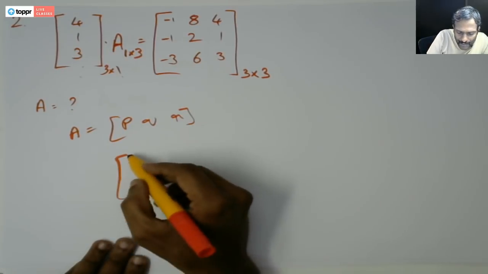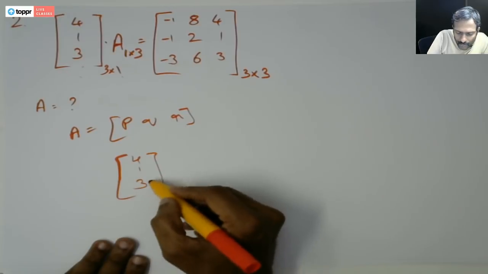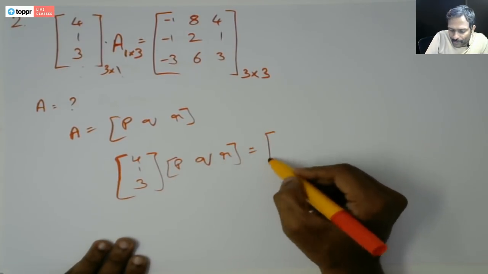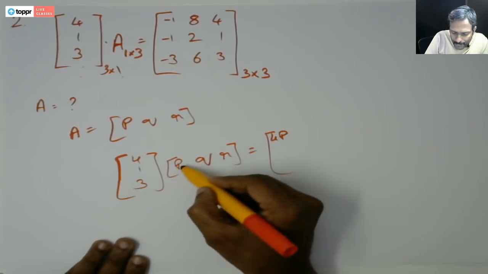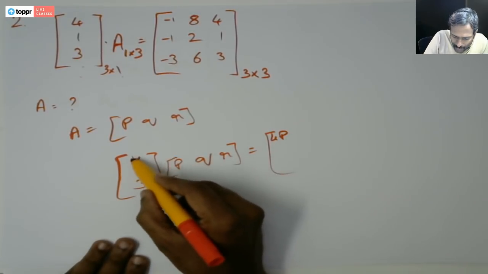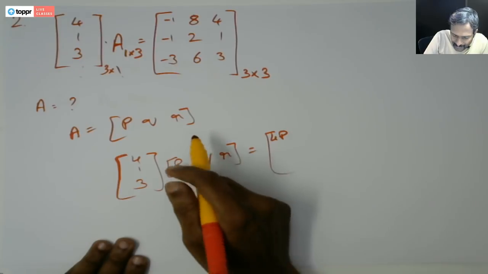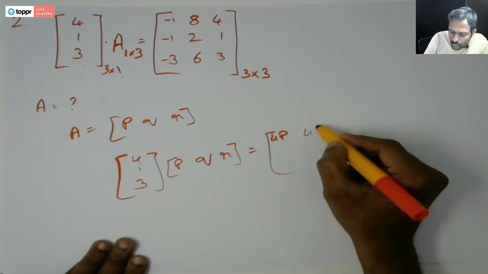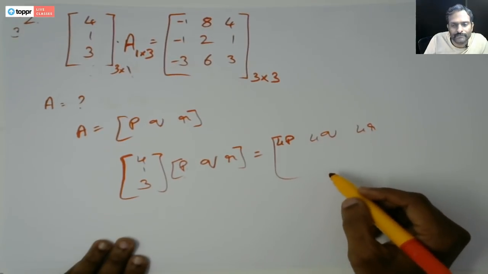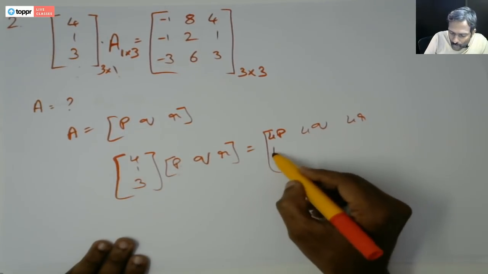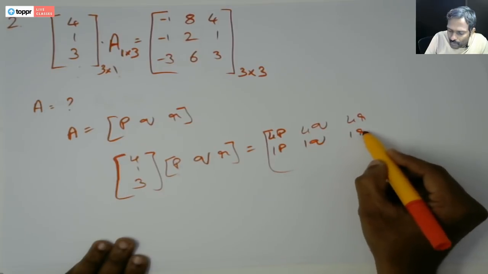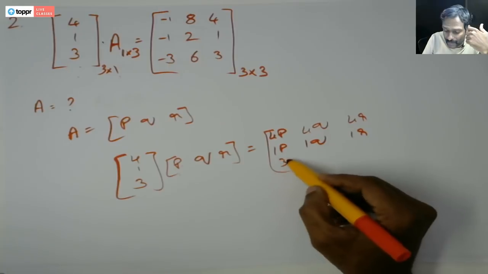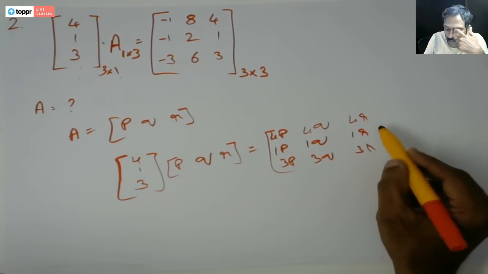Now if I multiply 4, 1, 3 with P, Q and R, I get the product as 4P. Next, I have 1 row and 1 column, so there is nothing to come down or go that side. Next it is 4Q and 4R. Similarly, 1P, 1Q, 1R, and then 3P, 3Q and 3R.